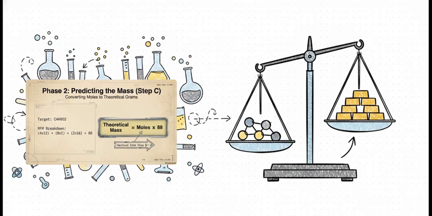So, if we know the ideal number of moles we should end up with, how do we turn that back into a mass we can compare? Easy. We just run the process in reverse. We calculate the RFM of our product, which turns out to be 88, and we multiply it by that number of moles. That gives us our theoretical mass, the number we've been chasing this whole time.